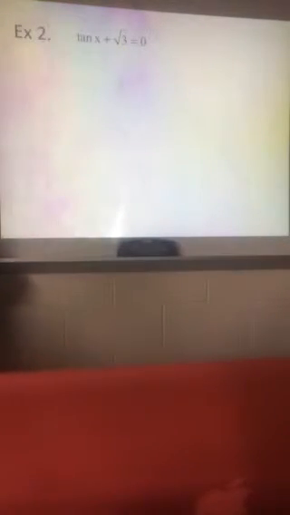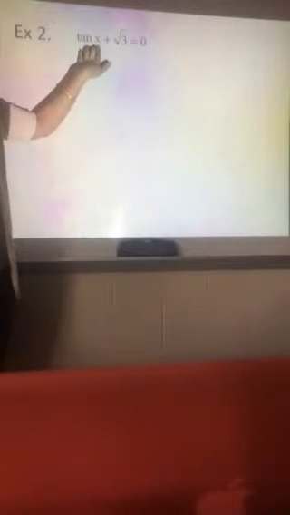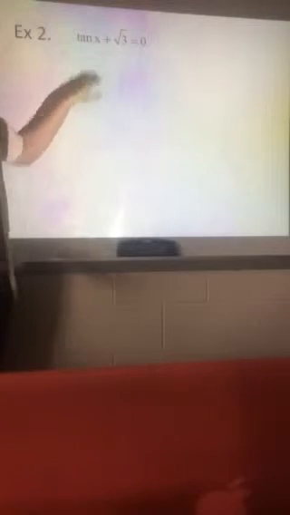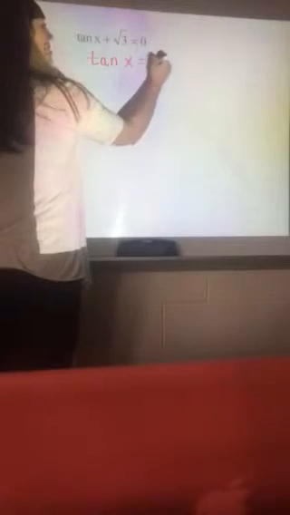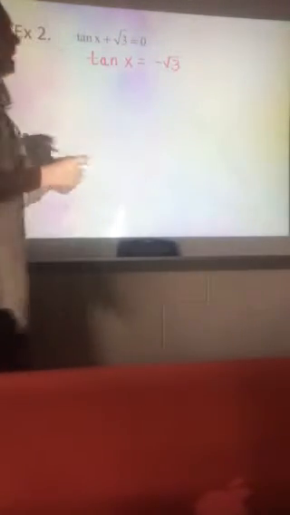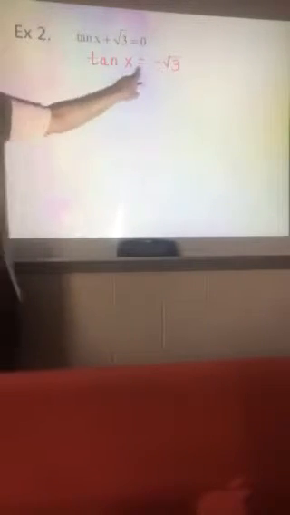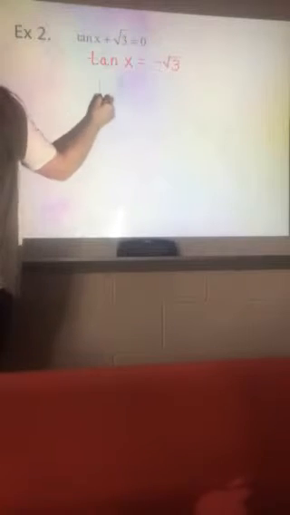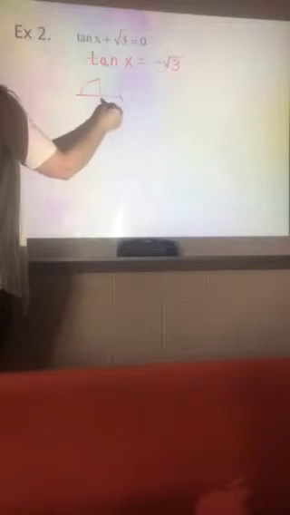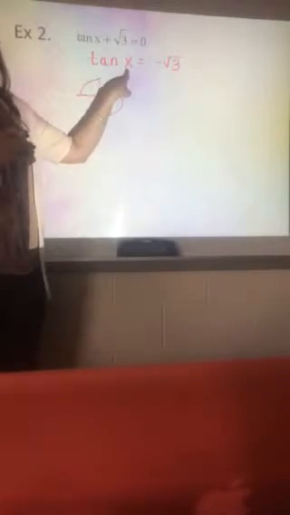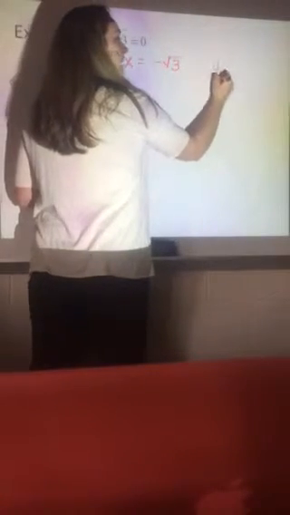Example 2. When I look at this, tangent x is not squared, so this is not a quadratic equation in my mind. This is linear. So I'm going to isolate the tangent x. Tangent x is equal to negative root 3. And now I get to think out my answer. Tangent is going to be negative in what quadrants? 2 and 4. So whatever answers you give me in radians, because we have x, need to come from those two quadrants. Tangent is a ratio of y over x.